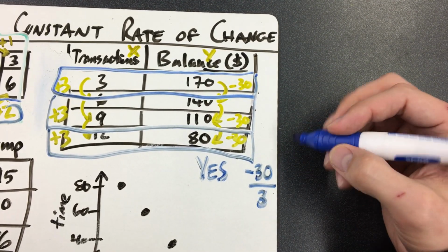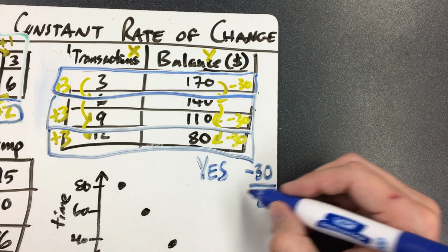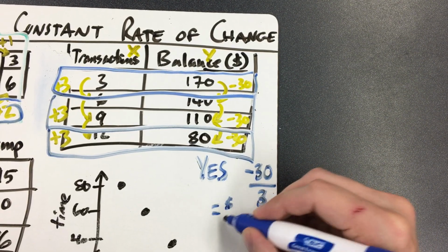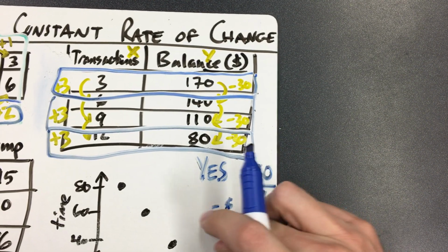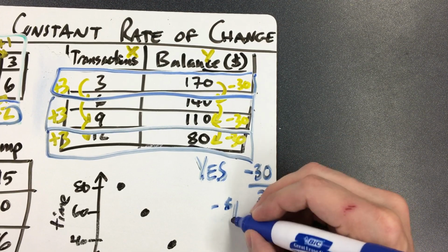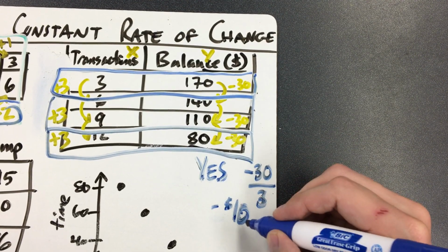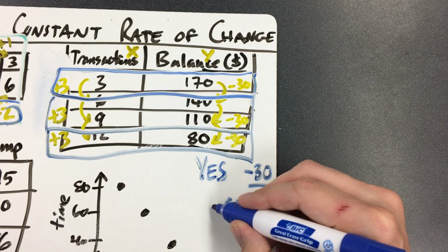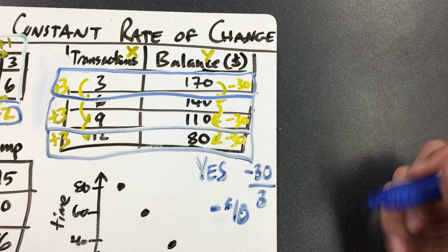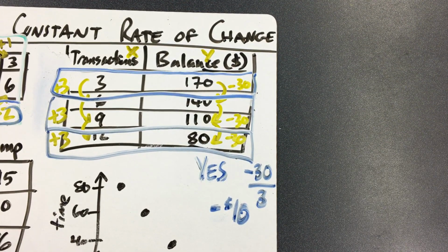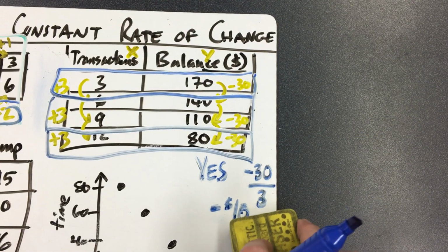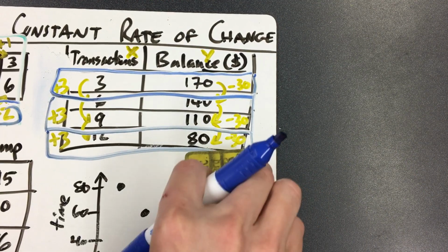And honestly, we could divide that, couldn't we? Negative 30 divided by 3 equals negative 10. So this person has a constant rate of change of negative $10 for every transaction, right? Every transaction he's losing or she's losing $10. And so that is the constant rate of change on that one. Negative 30 over 3, which is the same thing as negative 10.